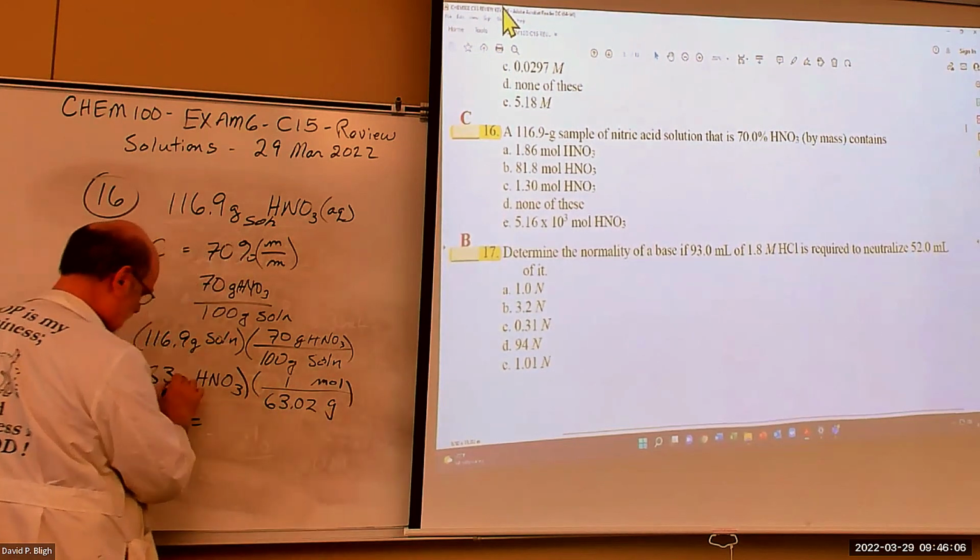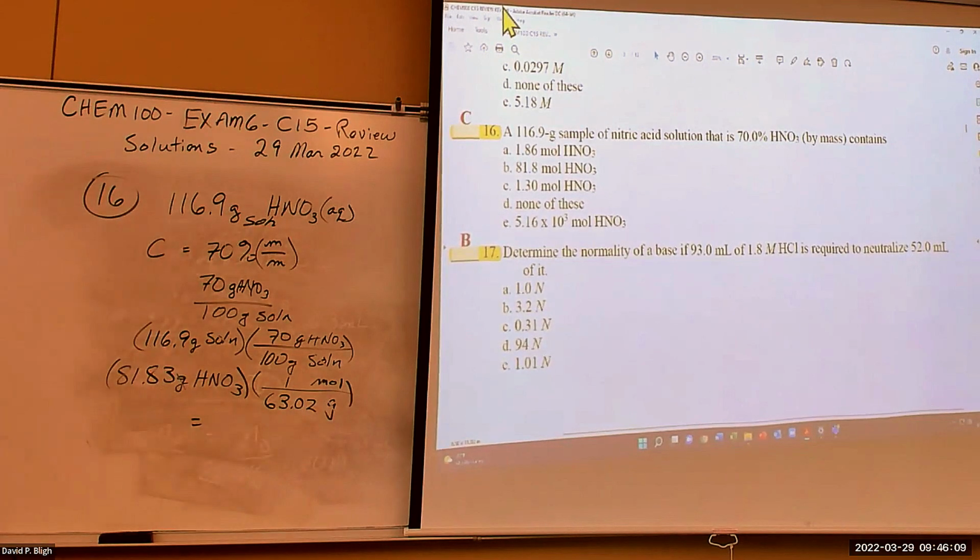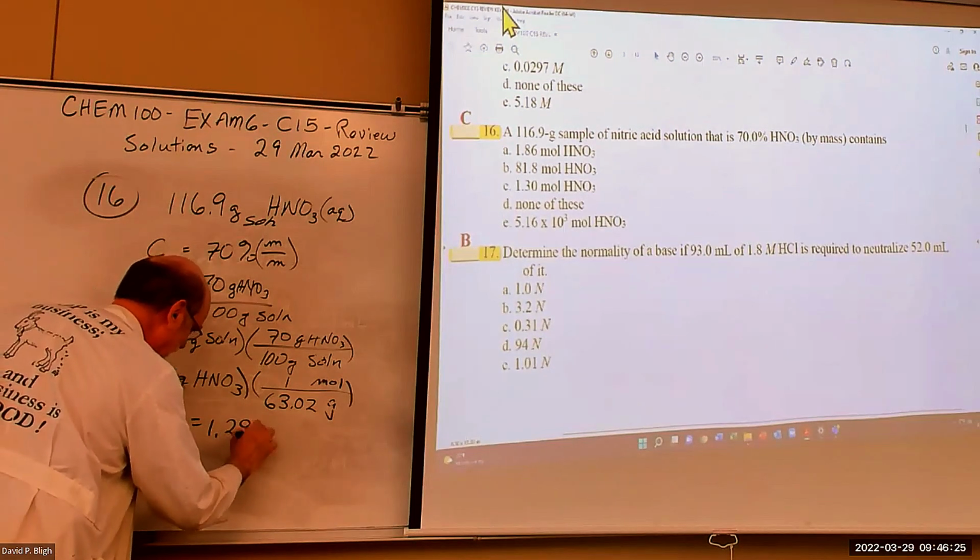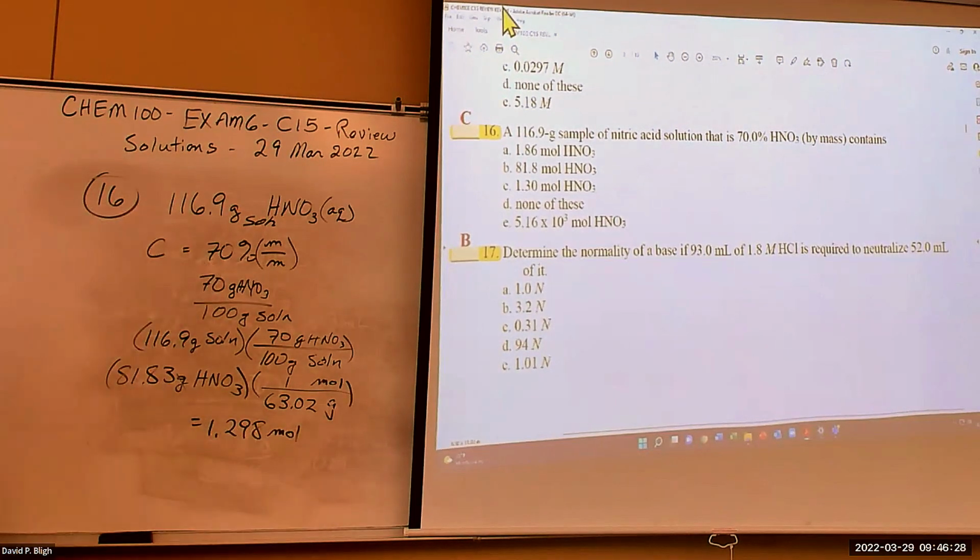Okay. Grams cancel, leaves us with moles. So divide that into 81.83, and I get how many? Four significant figures: 1.298. Looks like they rounded it off to 1.30. Didn't have to do that, but that's the best answer.